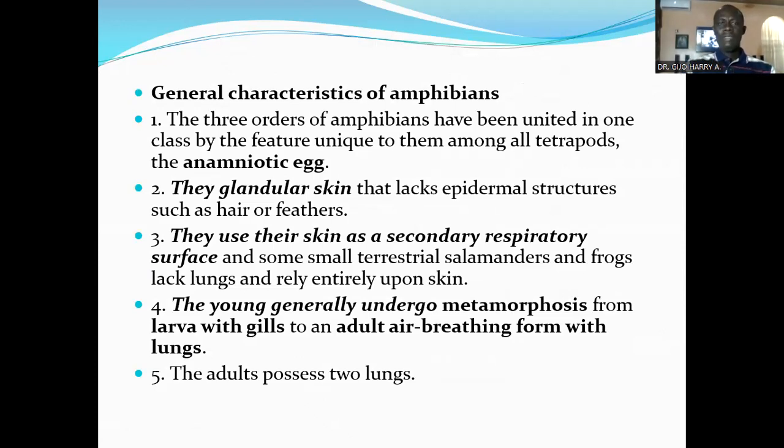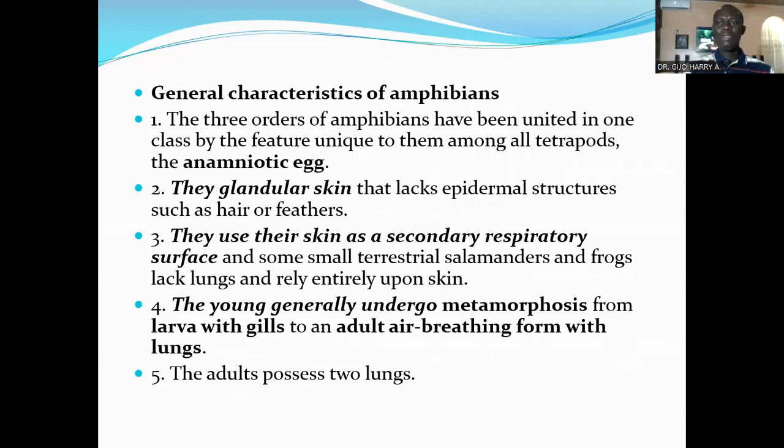One of the general characteristics of the amphibians is that the three orders of amphibians have been united in one class by the feature unique to them among all tetrapods. They lay anamniotic eggs. All amphibians have this very distinctive feature. Their eggs do not have an amnion. Now, what's an amnion?